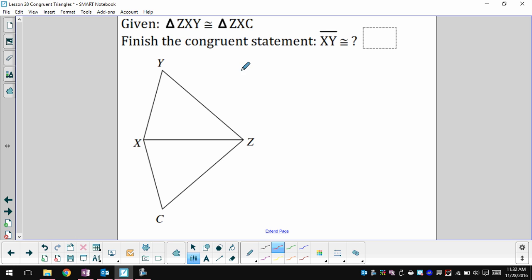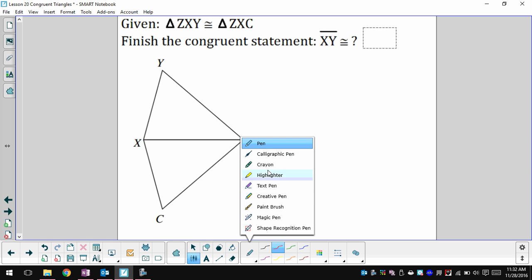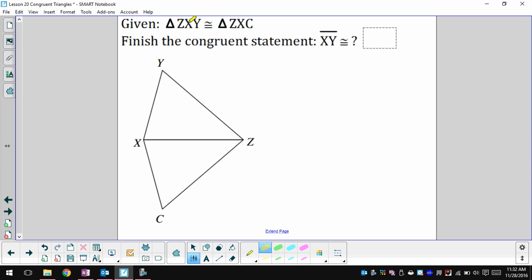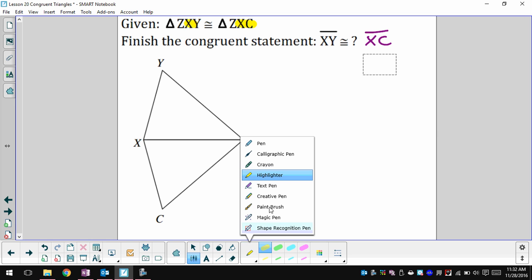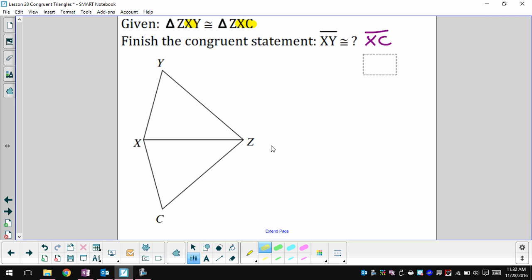If I have ZXY and ZXC, I want to know what's congruent to XY. So I see XY are the last two letters, so that means XC is congruent to XY. And I can show that on the picture. XY and XC each get a slash. Those two sides are congruent. They correspond to each other.